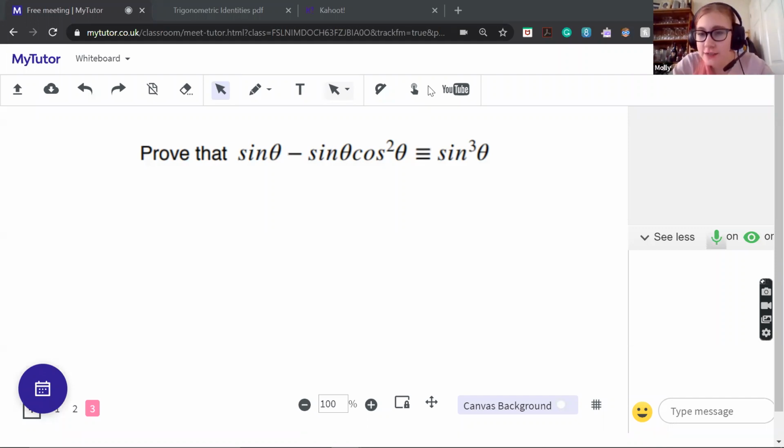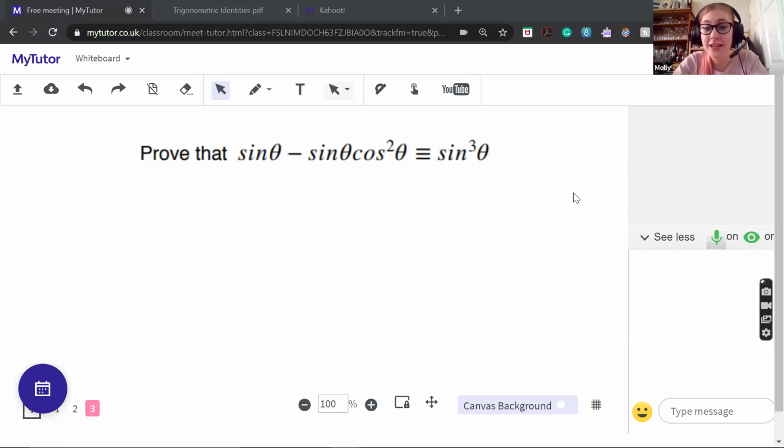Someone suggested dividing both sides by sine, which is a really, really good instinct, and that could normally work. The thing is, when we're doing proofs, you have to take the left-hand side and you can't just do stuff to both sides. It's really frustrating, but the way that you do it is you start with the left-hand side, do stuff to it, and you end up with what's on the right-hand side.